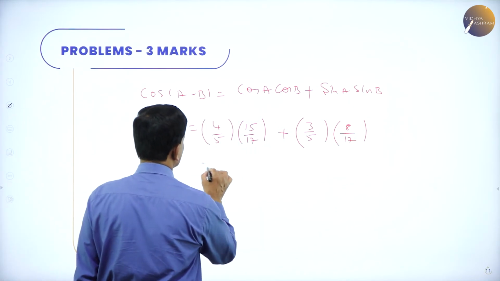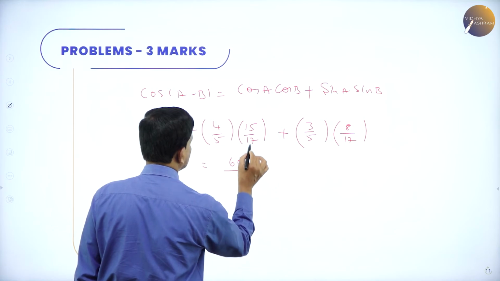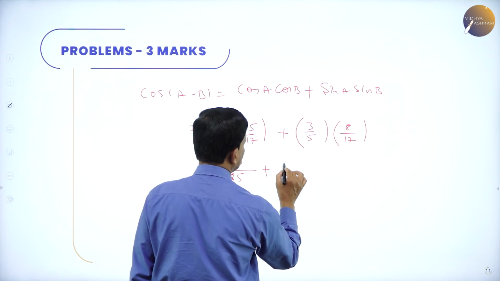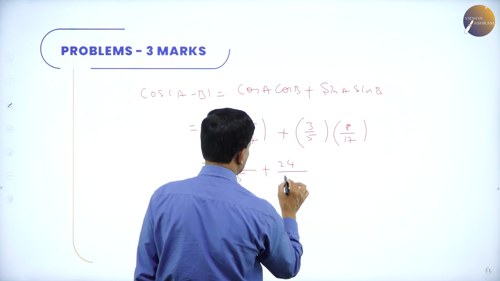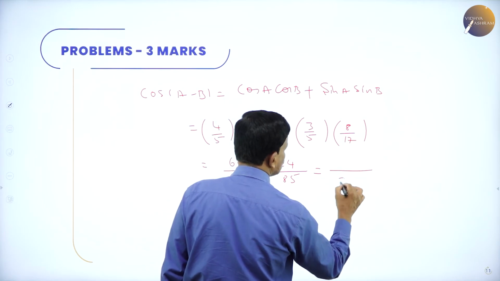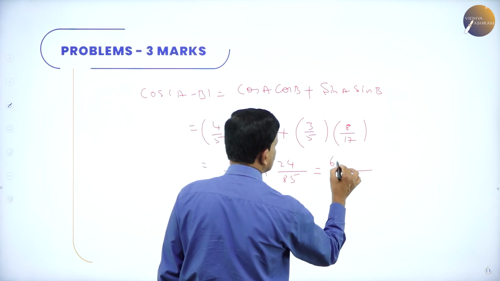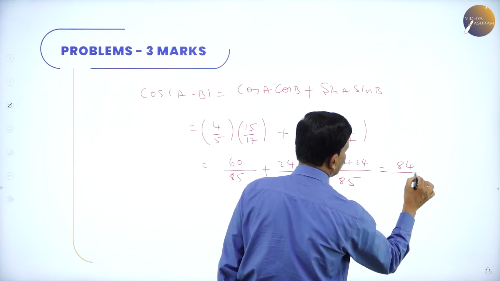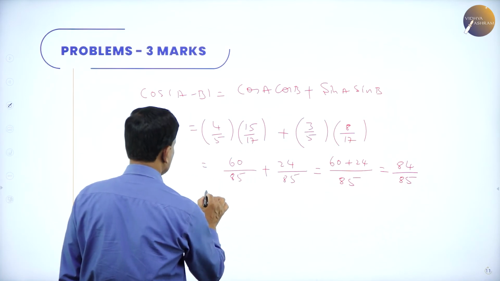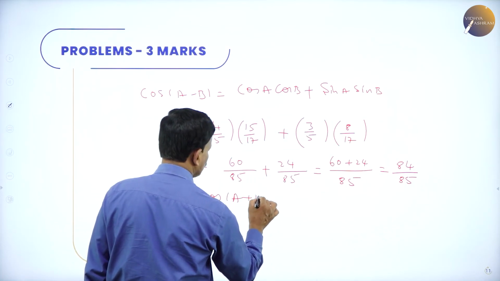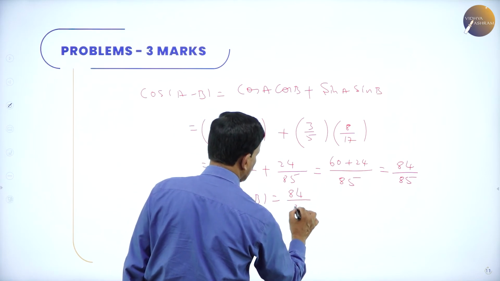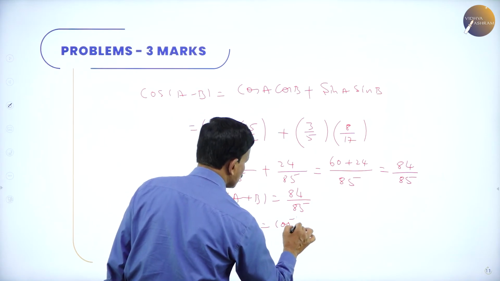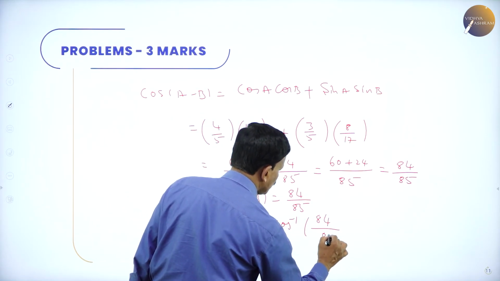Okay, now simplify this. 15 into 4 is 60, divided by 17 5s are 85, plus 8 3s are 24, divided by 5 into 17 is 85. Take LCM, 85 is the LCM. 60 plus 24 is nothing but 84 divided by 85. So cos of A plus B is equal to 84 by 85. Therefore, A plus B can be written as cos inverse 84 by 85.